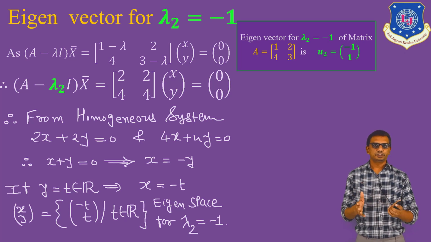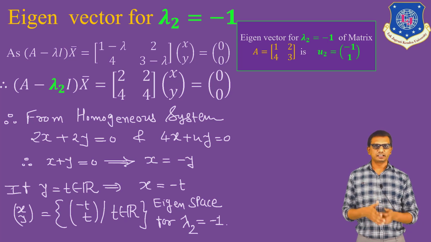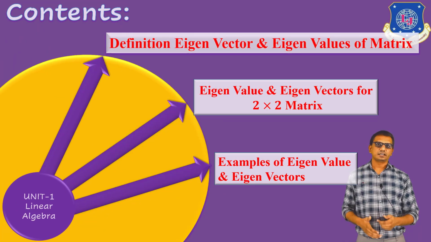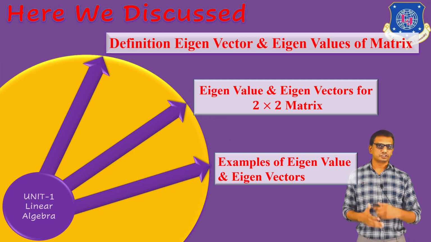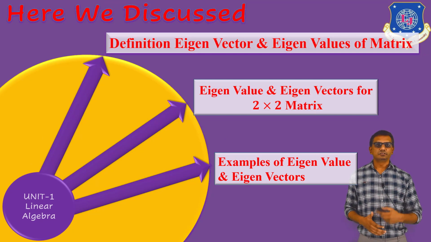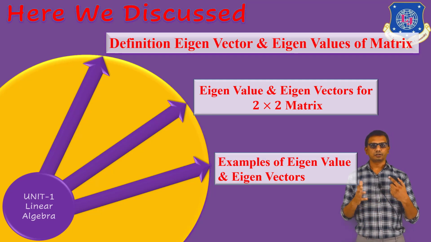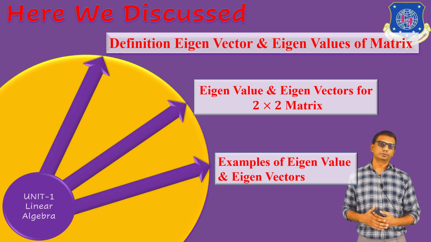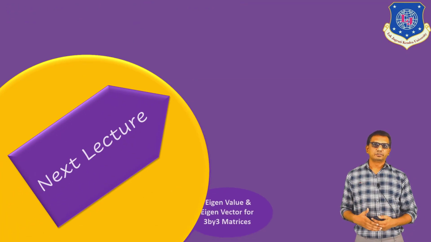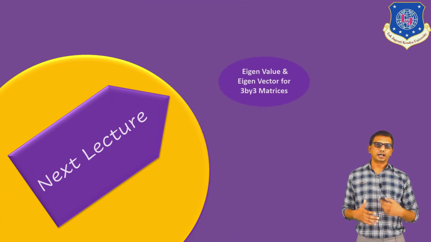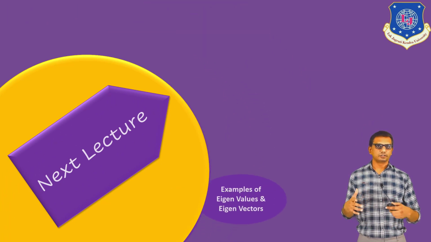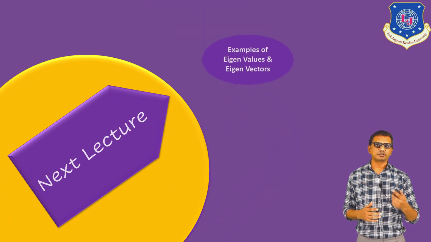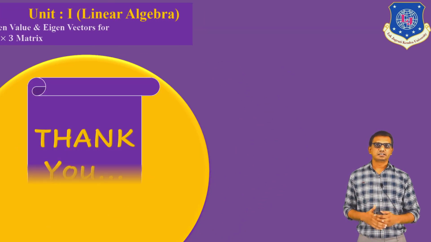Here we studied the concept of eigenvalues and eigenvectors for 2 by 2 matrices. Already we discussed the definition of eigenvalues and eigenvectors for the 2 by 2 matrix, and examples of eigenvalues and eigenvectors. And now in the next lecture we will discuss the eigenvalues and eigenvectors for the 3 by 3 matrix and some examples of eigenvalues and eigenvectors for 3 by 3 matrices.